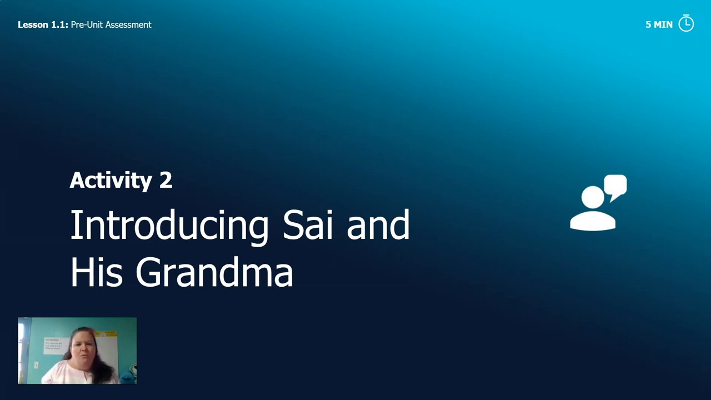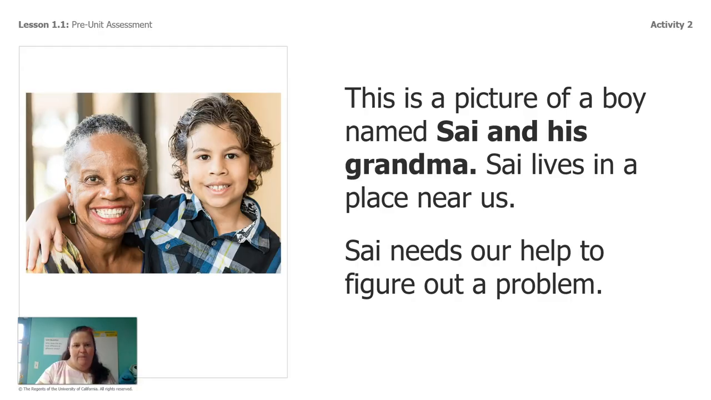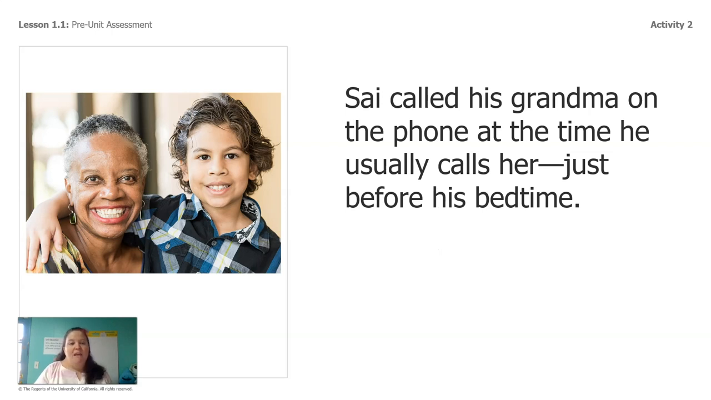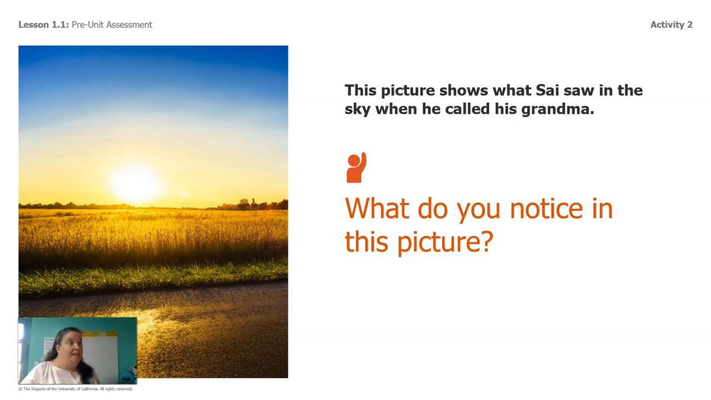We want to start with Cy and his grandma, okay? So here's a picture of a boy named Cy and his grandma, okay? And they live in a place near us, and Cy needs our help figuring out a problem. Okay, Cy called up his grandma right before he went to bed. He called her up on the phone, and when he looked out the window, this is what he saw. What do you notice about what Cy saw when he looked out the window?